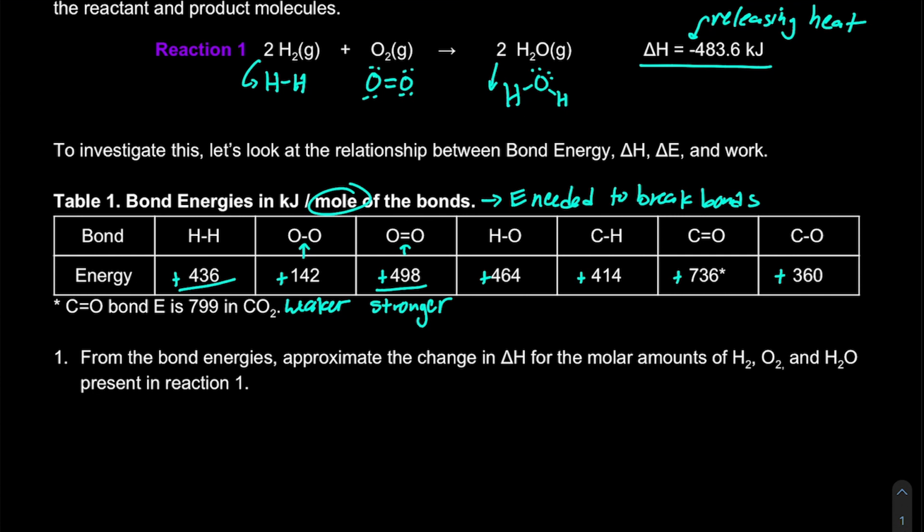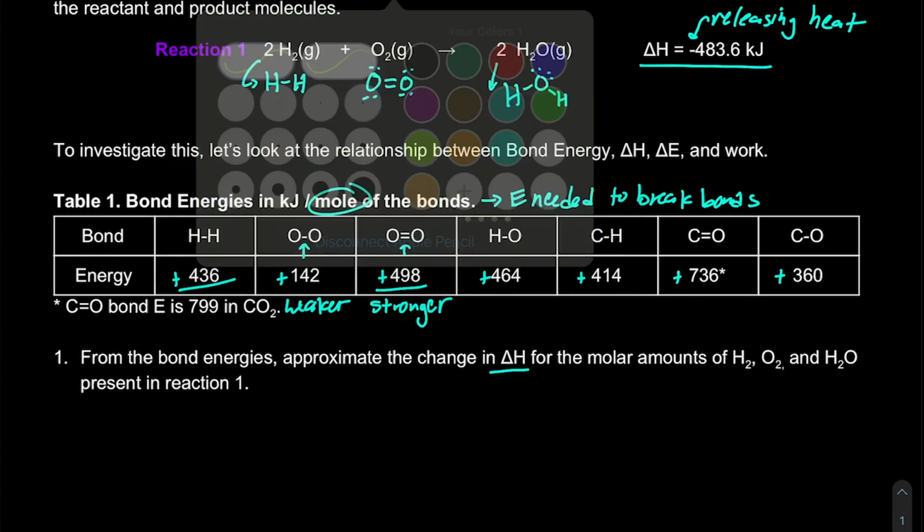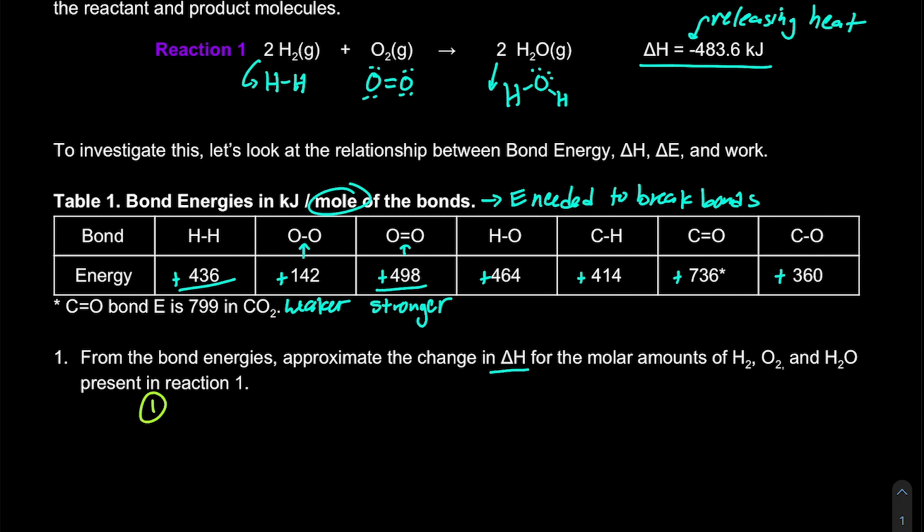Now we do that by looking at our overall reaction, and before we can even predict what our enthalpy change is for this reaction, we would first have to draw out what our molecules look like, and we already have that done here. So before we can do anything, our step one is we have to have diagrams or Lewis structures of all of the reactants and products.